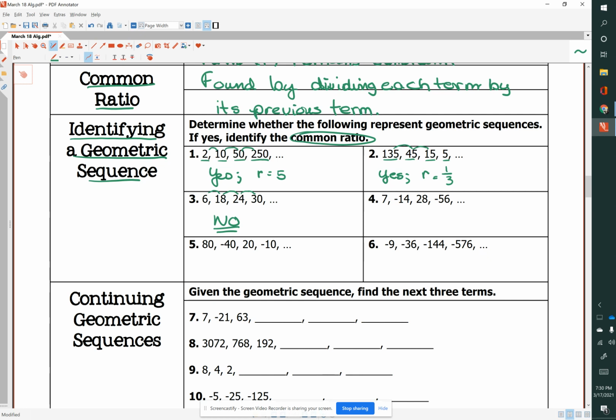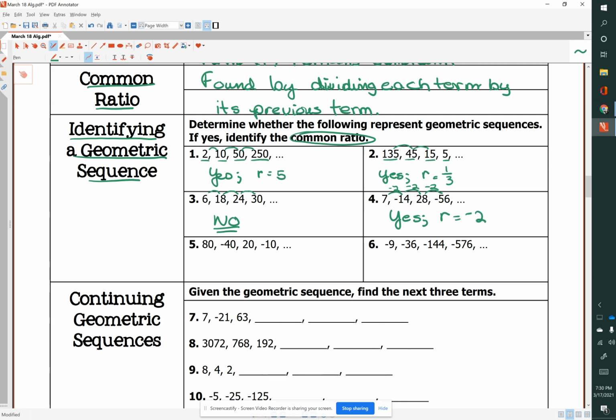Number 4, we have 7, -14, 28, -56. So what we're doing here is we are multiplying each one of these by -2 to get to the next term. And since they have a common ratio, it is a geometric sequence, yes, and the ratio is -2.